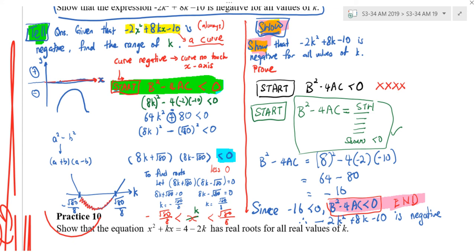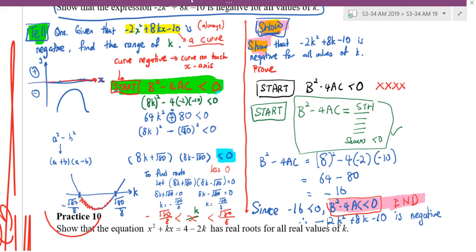Just here, repeat. For tell question, you will start with b squared minus 4ac less than 0. For show question, you must start equal, then after that you will end with b squared minus 4ac less than 0. Is that clear? Okay. Now with this, I will stop the video.